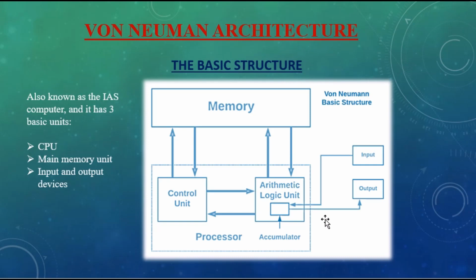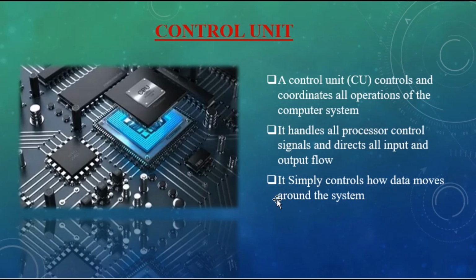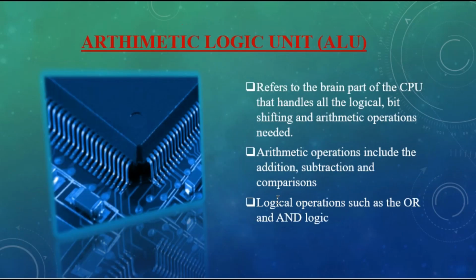The von Neumann architecture is basically the basic structure of a computer, also known as the IAS computer. As we see from the above, it has three main basic units. That's the memory unit, the control unit, and the arithmetic logic unit. Not forgetting the input and output devices. Now, what is a control unit? A CU. A control unit is used to coordinate and control the operations of a computer system. It handles all processor control signals and directs all input and output flow. In simple terms, it controls how data moves around the system.